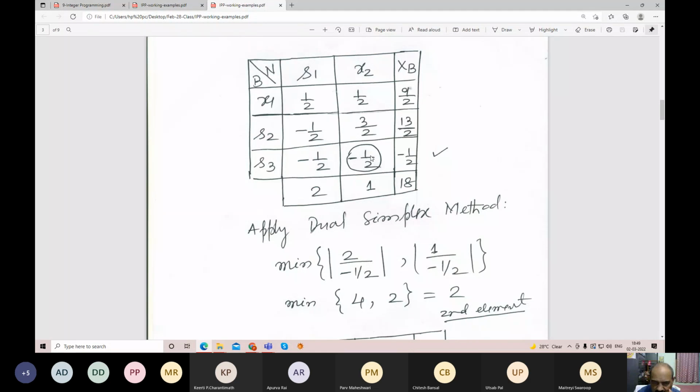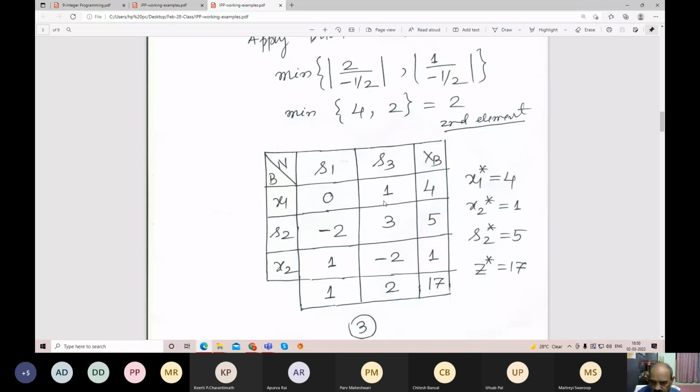3 by 2 divided by minus half, okay, with a minus sign. And then it is becoming 3. And this half, 1 minus half, okay, if you are taking, this is becoming 2. So as a result, we are finding 1, 3, minus 2, 2. And similarly, other elements you can fill up. So if you fill, you find here x1 equal to 4, x2 equal to 5, s2 equal to 1, and this, you know, this is 1, 2, and the last one is 17.